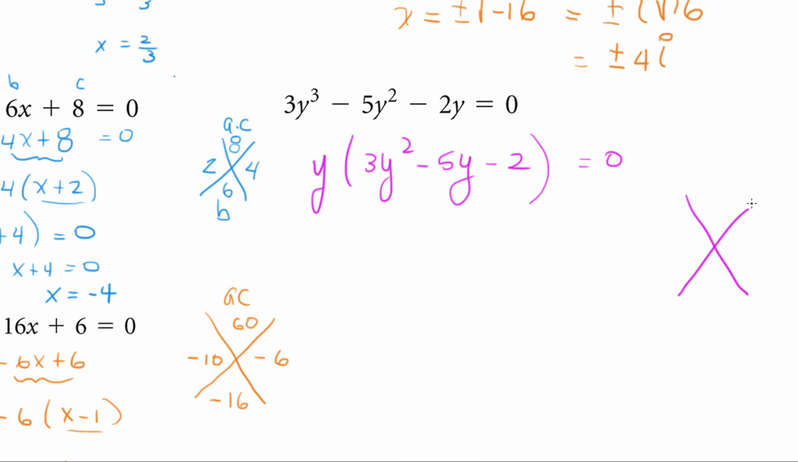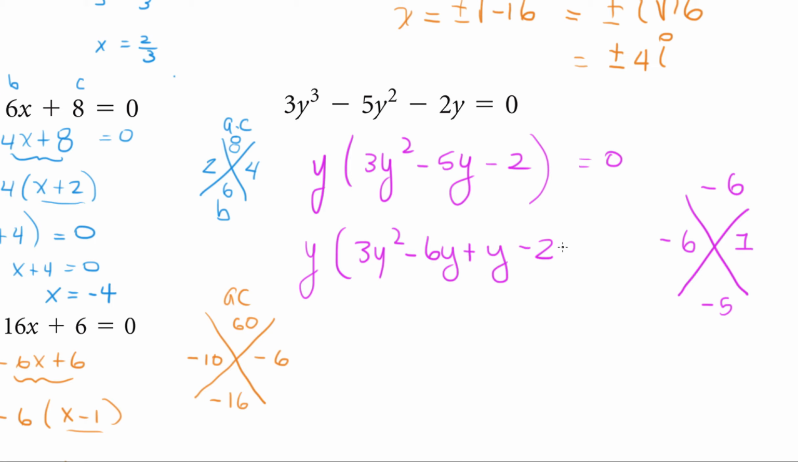So 3 times negative 2 is negative 6, and b is negative 5. So what two factors of negative 6, when you add them, gives you negative 5? Well, negative 6 and positive 1. Notice that negative 6 times positive 1 is negative 6. Negative 6 plus 1 is negative 5. So I'm going to do the same procedure with the term inside the parentheses. 3y squared minus 6y plus 1y minus 2.